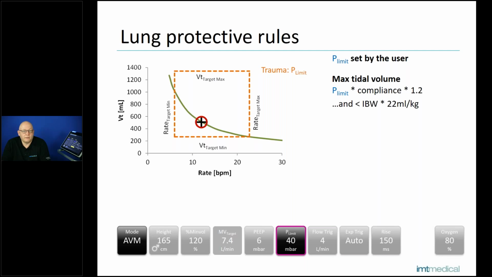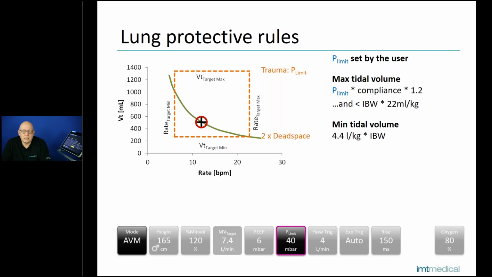Usually, following some protocols, you should limit it to a value around 30 centimeters of water, just to be in a lung protective area. And this is the only setting you can really control on AVM regarding lung protection. This means you are responsible for finding a reasonable setting, and this should be, I think, between 30 and 40 centimeters of water to follow a lung protective ventilation strategy. The other values in this window you can't control totally, but maybe a bit.